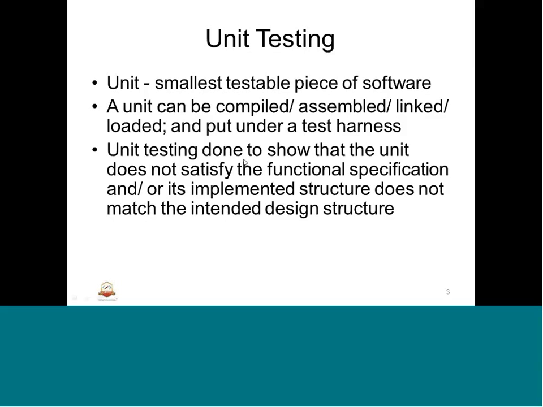Unit testing is done to show that the unit does not satisfy its functional specification, or that its implemented structure does not match the intended design structure. This testing is done to satisfy the functional specification that is specific to that unit. So if it is not satisfying that, or the structure implemented is not matching the intended structure, that is the goal of unit testing, to address all those things.